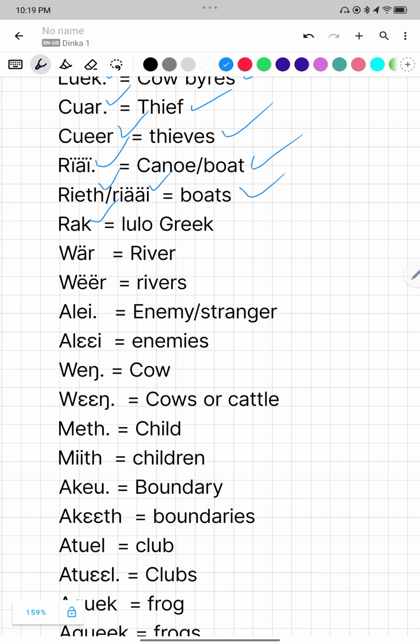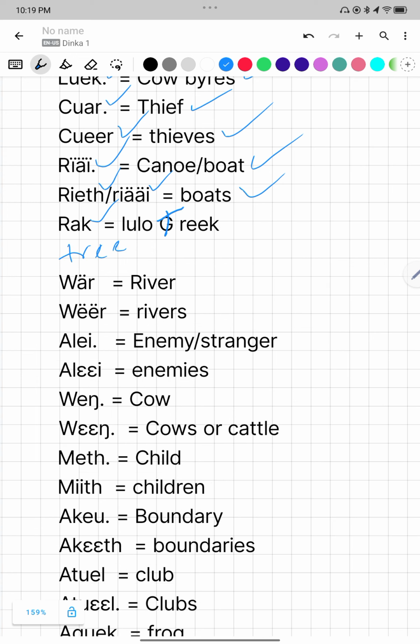Rak means lulu tree. This tree, guys. Lulu tree. So this is not there. Lulu trees. Sorry, guys. Lulu trees.